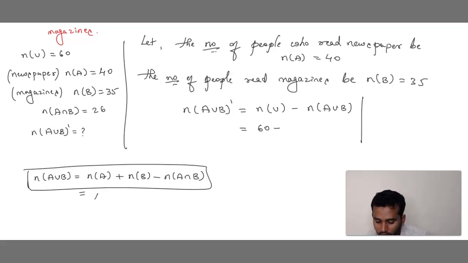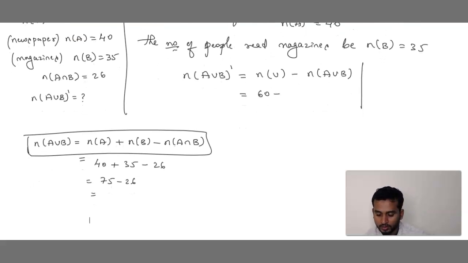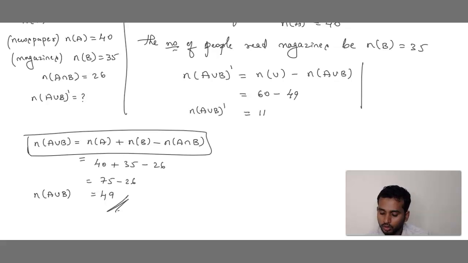How much is n of A? 40. n of B? 35. n of A intersection B? 26. 40 plus 35? 75 minus 26. How much is 75 minus 26? 15 minus 6? 9. 6 minus 2? 4. That's nothing but n of A union B is 49. 60 minus 49. How much? That is 11. So n of A union B whole transpose, the final answer is 11. Now we have to cross check whether our answer is right or wrong.